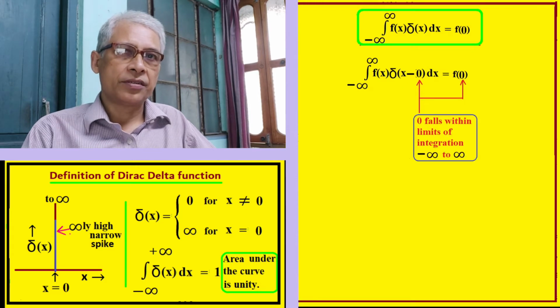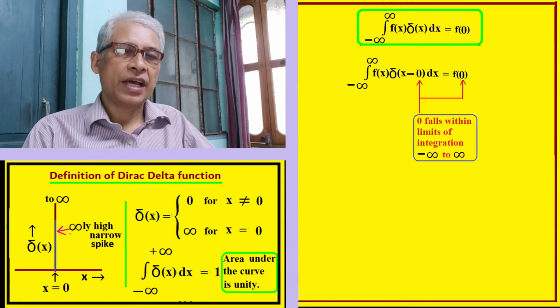Now another point, we have to be sure that this point 0 around which Dirac delta is defined lies within the range of integration. Only then we have f of 0 as the result, because only then the Dirac delta contributes, that is, presents unit area that it holds underneath.